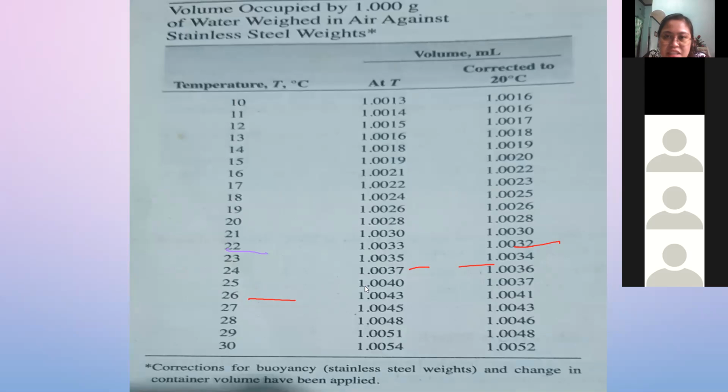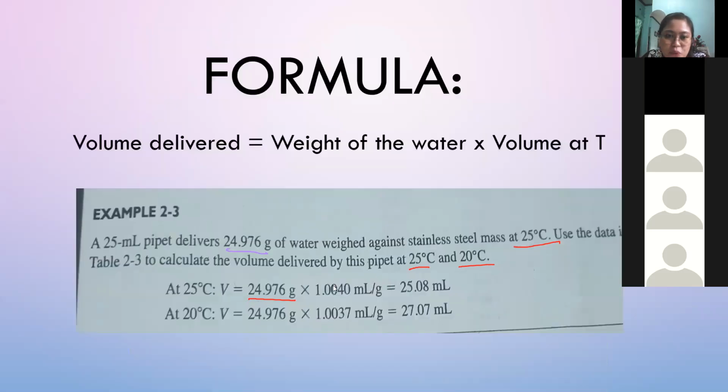And at 25 degrees Celsius, water weighs 1.0040 grams per ml. What is its unit? Did you follow? At 25 degrees Celsius, water weighs 1.0040 grams per ml. So, we multiply it first. As you can see, 1.0040 ml per gram. Okay, one gram of water at 25 degrees Celsius has a volume of 1.0040. So, we just multiply this to get the volume delivered.